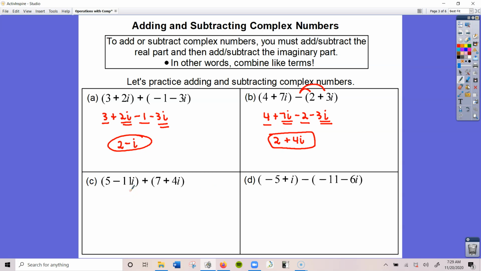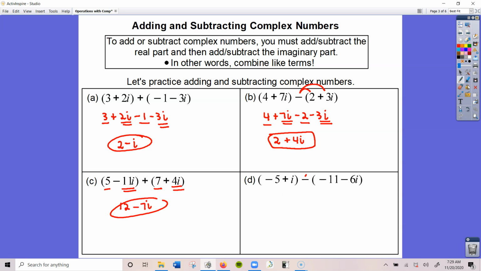Let's do another example. 5 minus 11i plus 7 plus 4i. Here we just combine. So 5 plus 7 is 12. And -11i plus 4i is -7i.